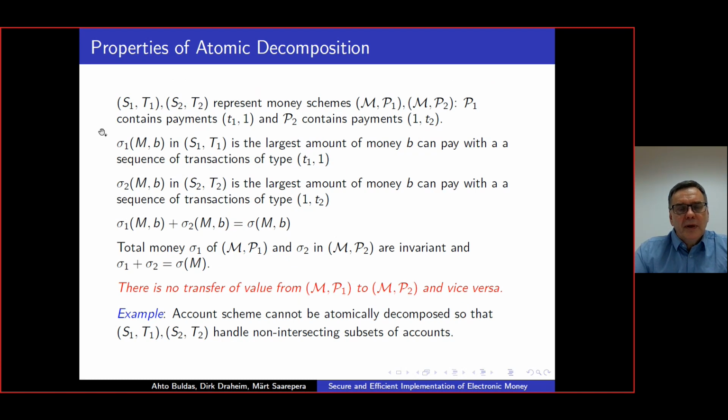Okay, so it can be shown that if S1, T1 represent money schemes MP1 and MP2, P1 contains payments of type T1, and P2 contains payments of type T2. So this means that if we have an atomic decomposition of a money scheme, both of those machines that represent the components of the decomposition are themselves money schemes. And the first money scheme corresponds to payments of this type, and the second money scheme corresponds to payments of this type.